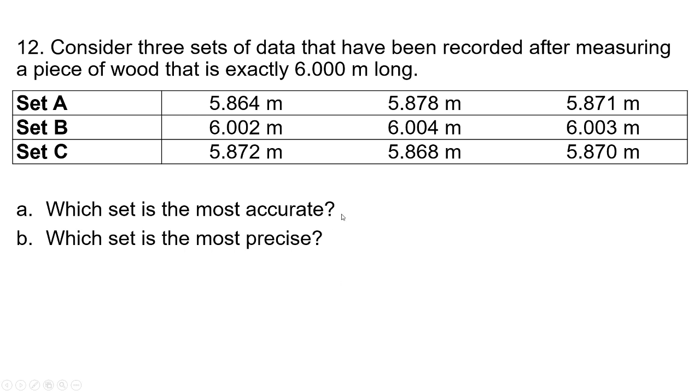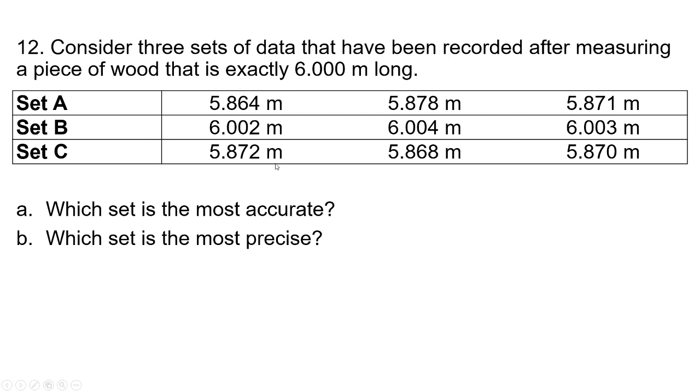When we talk about precision, we don't necessarily care about how our data set matches up with the true value, but we care about how close our measurements are together. So what is the level of uncertainty in our measurements? So if we look at letter A, which set is the most accurate, we want to find the one that is closest to 6. This value here looks like it's off by about 0.2. So that's a pretty significant difference when we have this much precision. In this case, it's off by 0.002, 0.004, and 0.003, so that's very close.